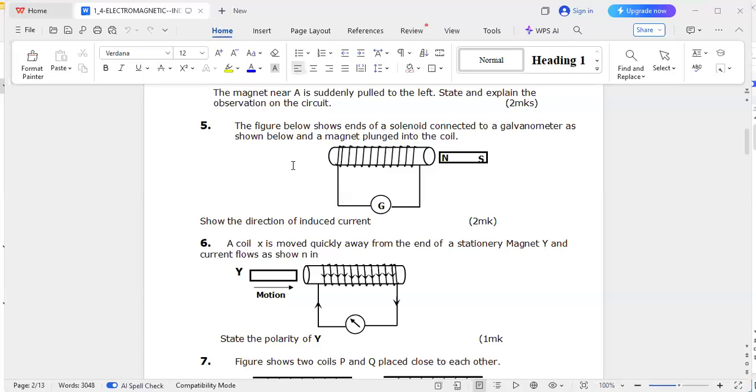Requested that we talk about the mutual induction. So I'll quickly go through these three questions.